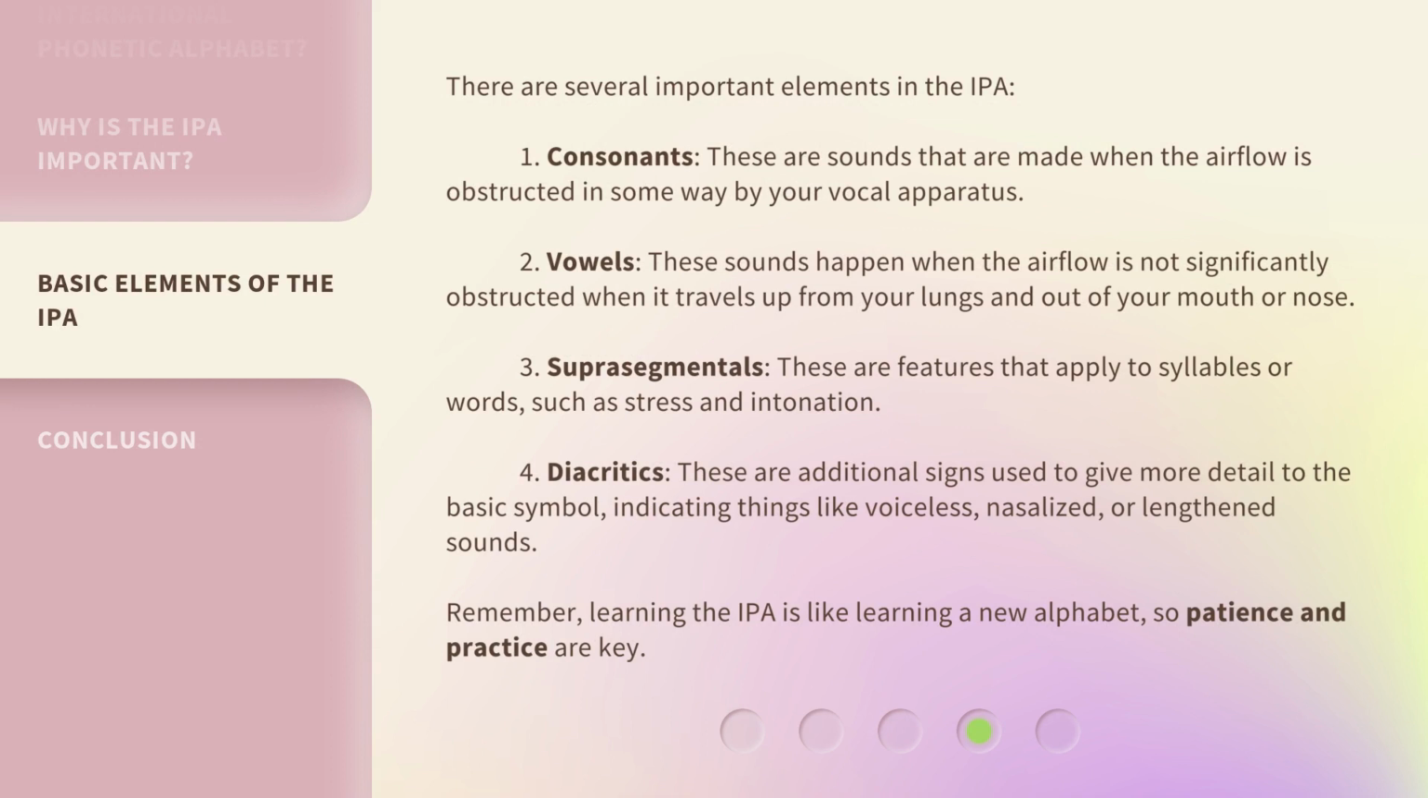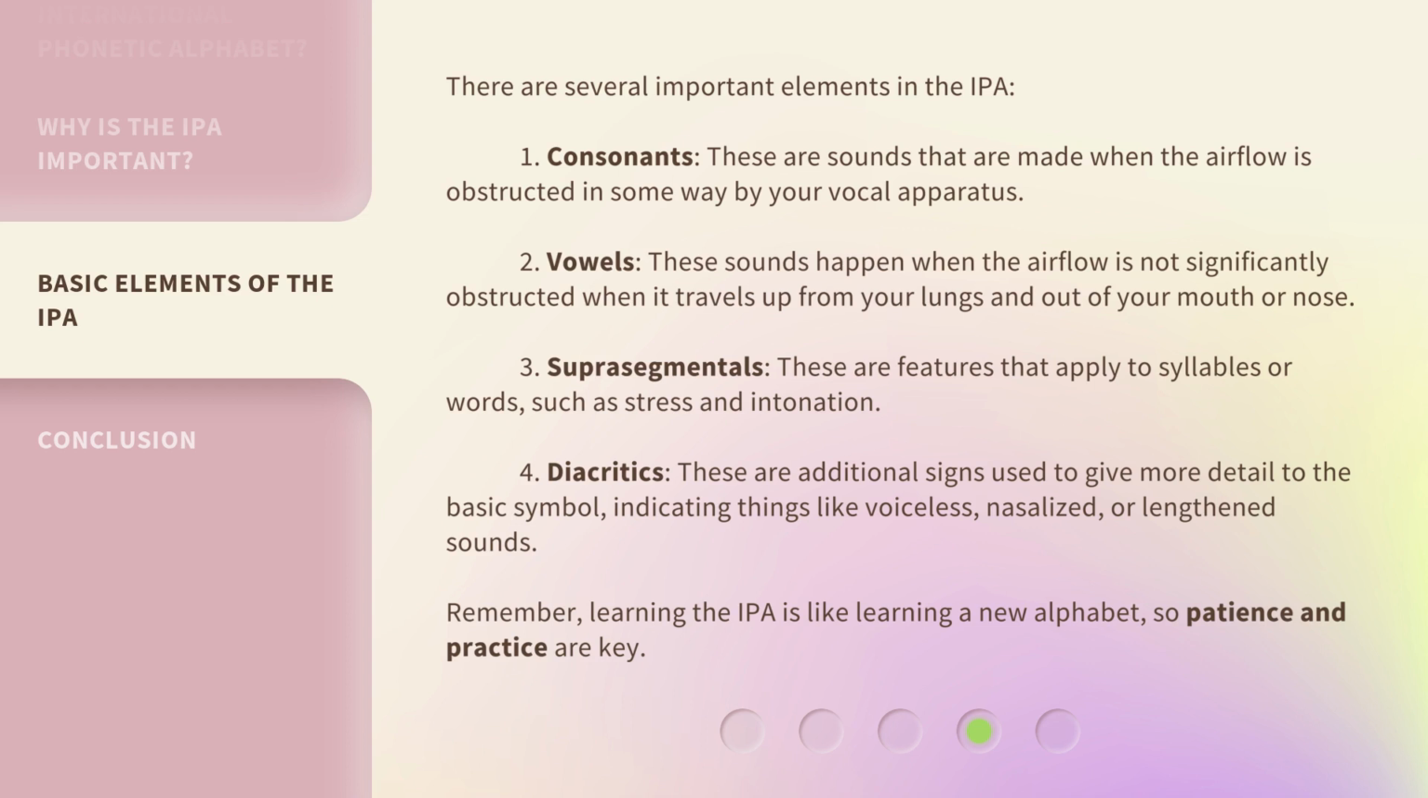There are several important elements in the IPA. 1. Consonants. These are sounds that are made when the airflow is obstructed in some way by your vocal apparatus. 2. Vowels. These sounds happen when the airflow is not significantly obstructed when it travels up from your lungs and out of your mouth or nose.